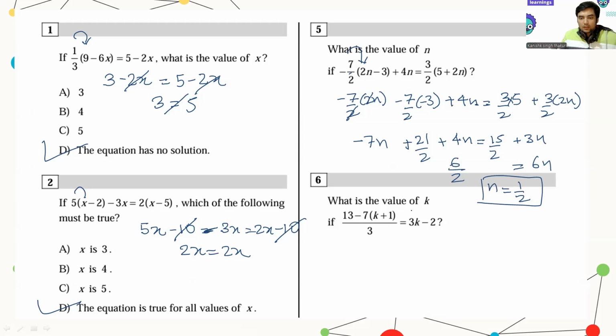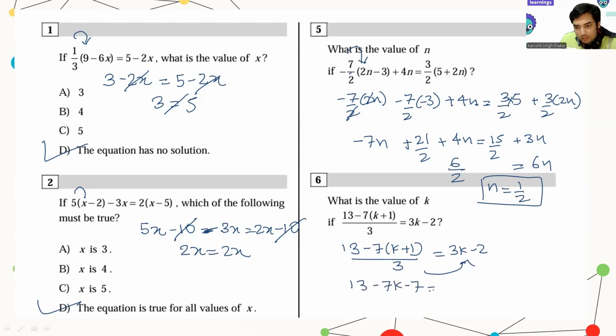You can also find the value of k here, right? Let's see how we will find it. 3 take away 7k plus 1 over 3 is equal to 3k take away 2. This 3 is multiplied here. So 3 take away 7k take away 7 is equal to 9k minus 6. Right? So you have 6 and 6, 12 is equal to 16k. So this implies k you will get as 3 over 4.